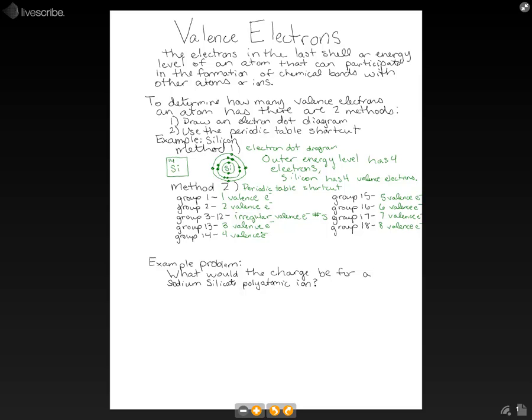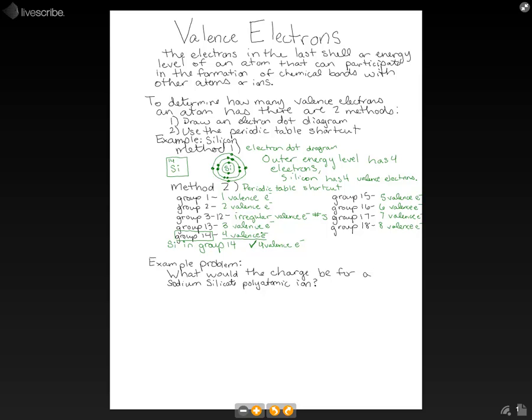react with anything. So silicon is in group 14, which is right here, and as you can see, we have 4 valence electrons. So that works out as well. We did 2 different methods and got the same answer. Now we're going to do an example problem.